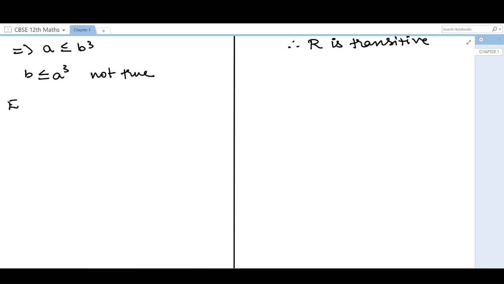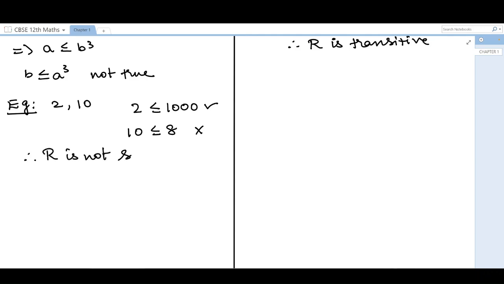For example, if you take two real numbers, say 2, 10, then 2 is less than or equal to 10 cube, that is 1000. But 10 less than or equal to 2 cube, that is 8, is not true. Thus, A related to B does not imply B related to A. Therefore, the relation R is not symmetric.